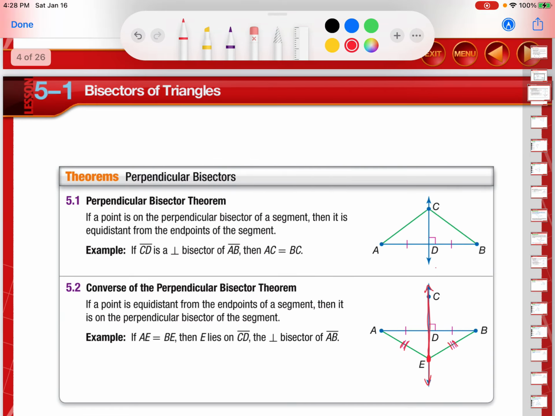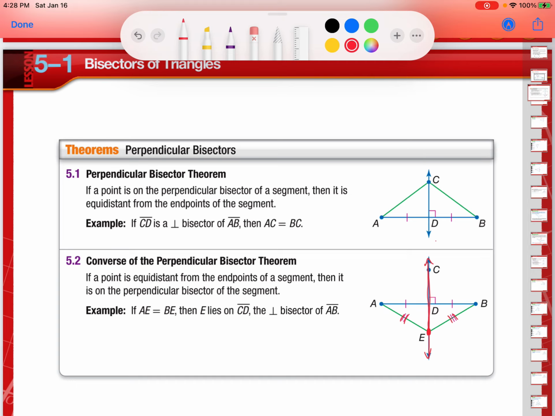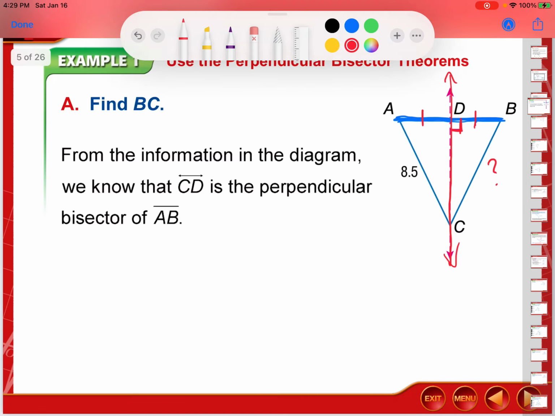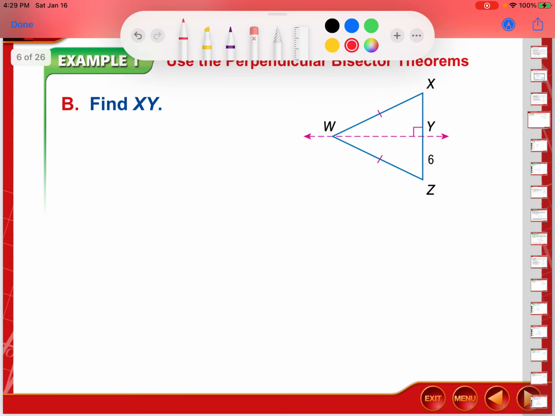And right away, we know, based upon our perpendicular bisector theorem, that if we have a perpendicular bisector, then the distances from the points are going to be equal. So on the original segment, we have A and B. So the distance from point C that is on the perpendicular bisector, the distance from C to A is going to be the same distance from C to B. So we know BC is 8.5. Cool.